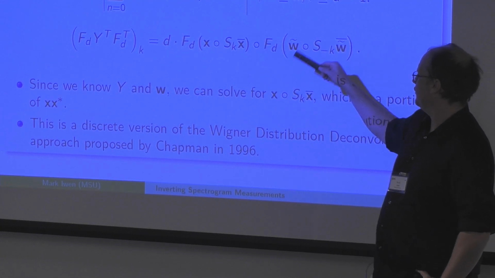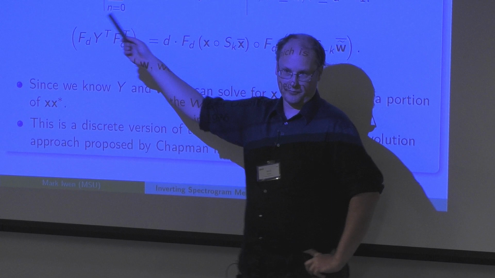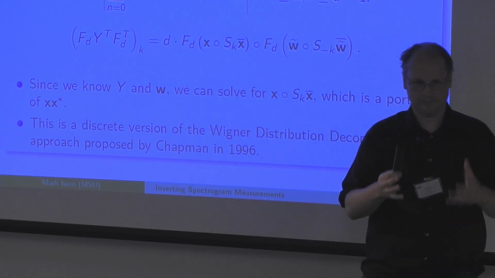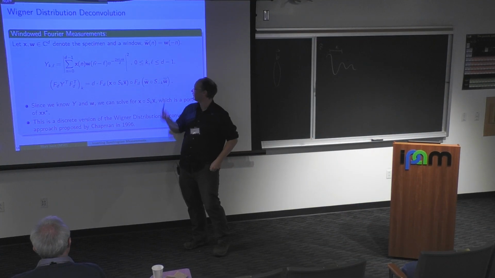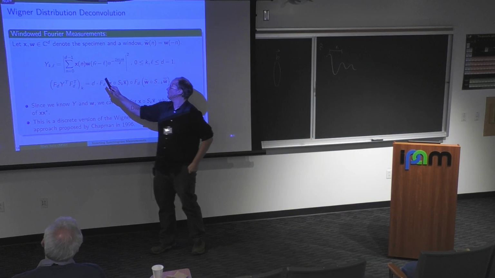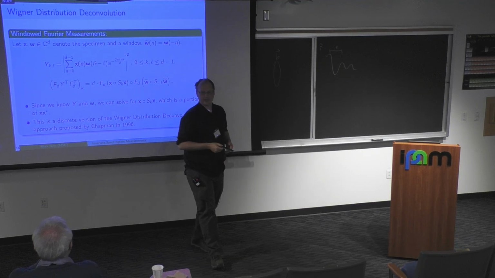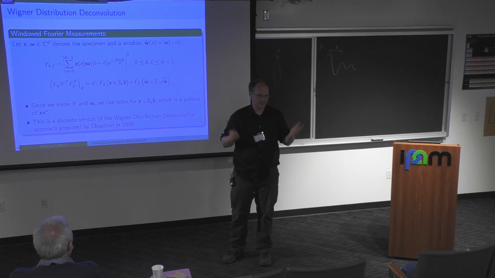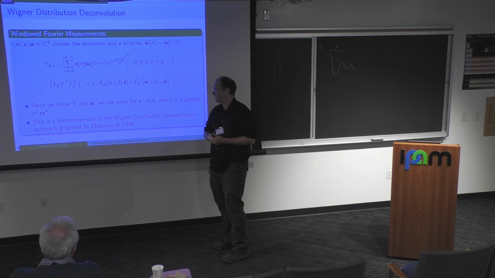So we compute it. We divide our Fourier transform measurements, which we also have, by the result of this. These are Hadamard products, by the way, that's what the open circle is. I'm taking component-wise products with these things. So I divide this out, take an inverse Fourier transform, and I learn an off diagonal of XX star. That's my discrete interpretation of Chapman's result.